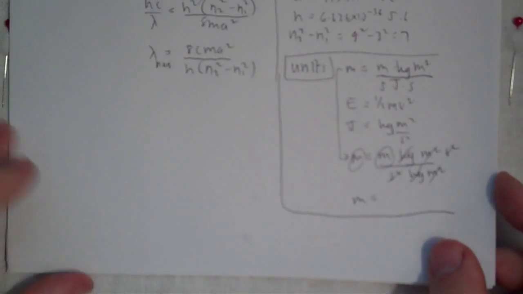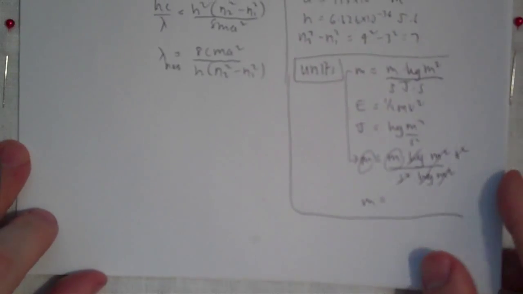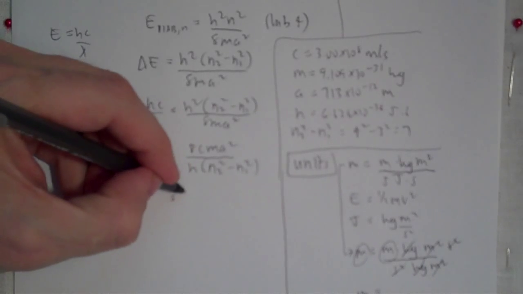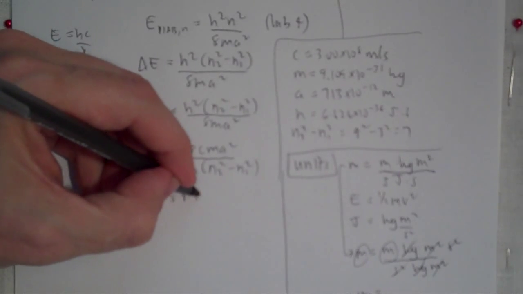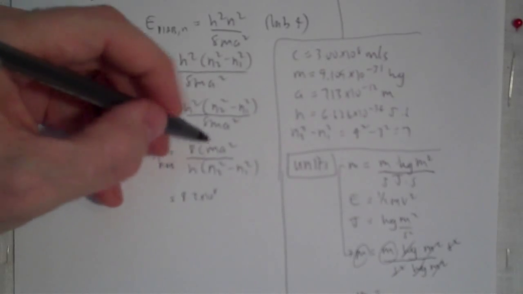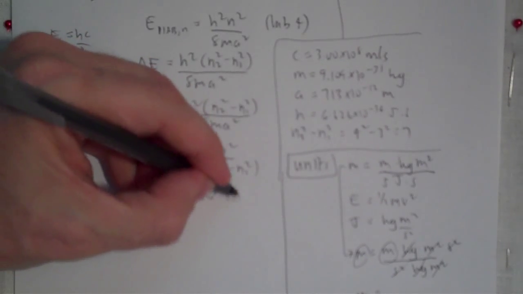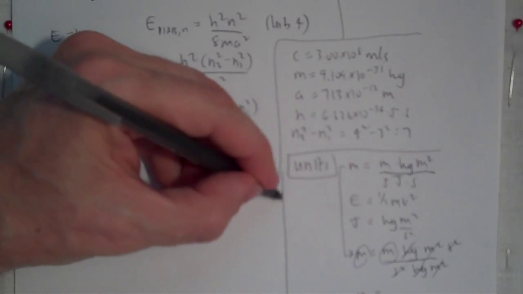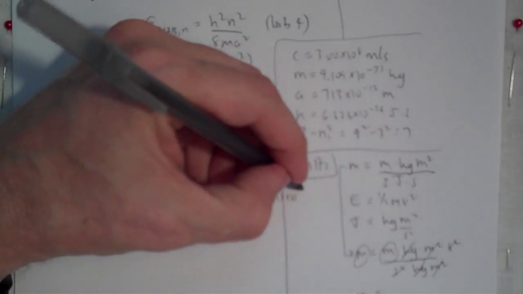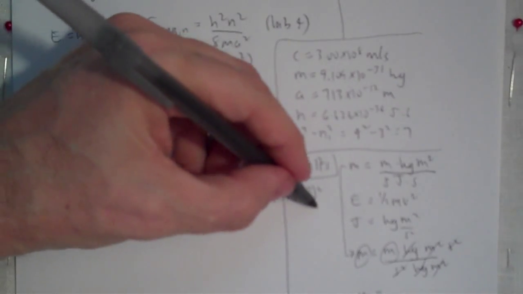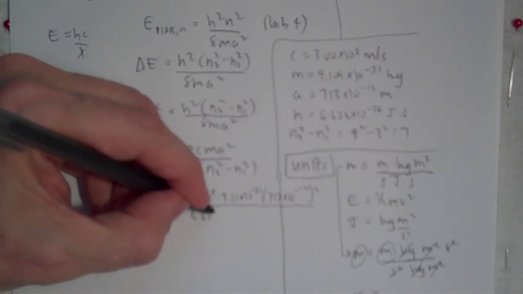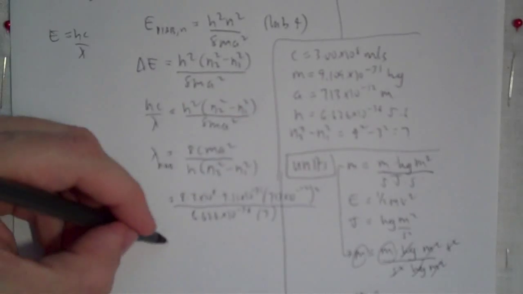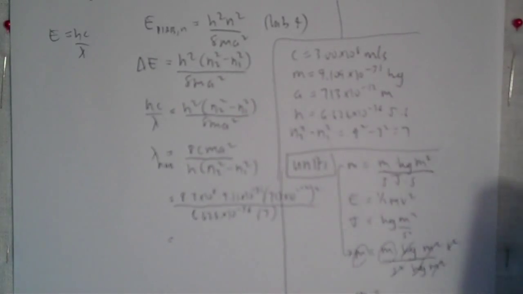This is just a safety net, which I do because there's a lot on the line, right? So let's go ahead and calculate this now. It's 3 times 10 to the 8th, M, 9.11 times 10 to the negative 31, times A squared, which is 713 times 10 to the negative 12 squared, over 6.626 times 10 to the negative 34, times 7, which doesn't have any units in it.